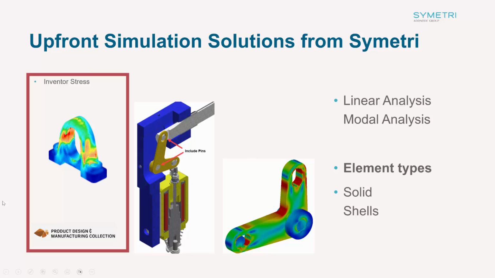So you have a section within your Inventor environment called Inventor Stress, which allows you to carry out these particular analysis types. So you can test out two element types, which are solids and shells. If you have a very basic requirement, Inventor Stress does kind of fulfill the need. So for a very basic stress analysis, Inventor Stress does the job.